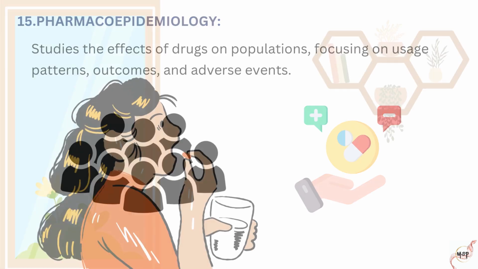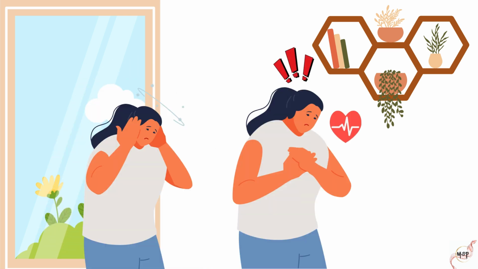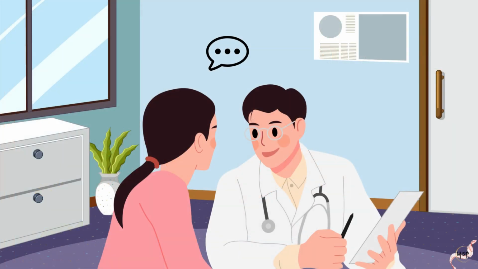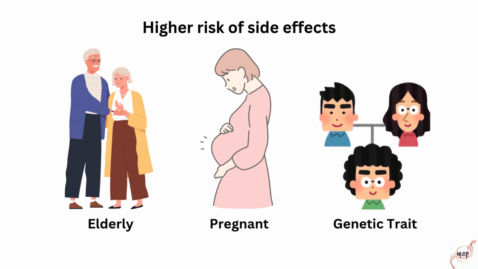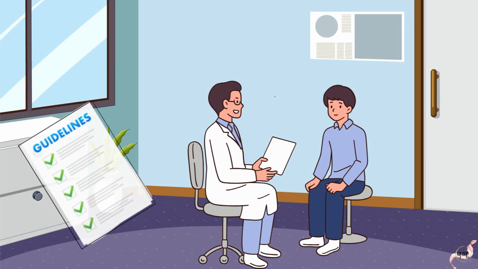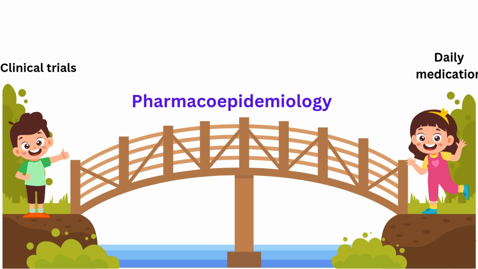Take an example: the case of a widely prescribed painkiller. When first introduced, it seemed safe, but over time, reports of heart-related side effects emerged. It was pharmacoepidemiological studies that helped identify these risks, leading to stricter regulations and safer alternatives. By studying drug effects across diverse populations, we can determine if certain groups like the elderly, pregnant women, or those with specific genetic traits are at higher risk of side effects. This helps us to create better guidelines for doctors and patients. Pharmacoepidemiology is the bridge between clinical trials and everyday medicine.